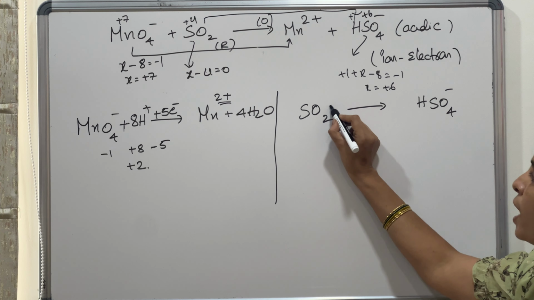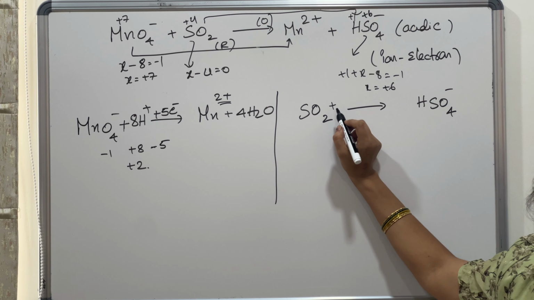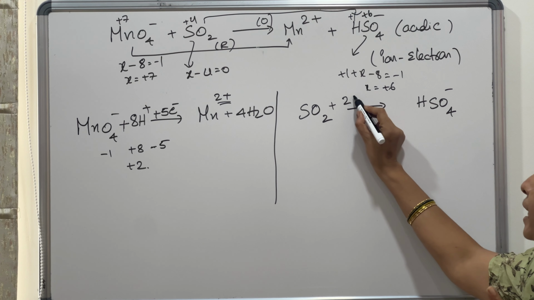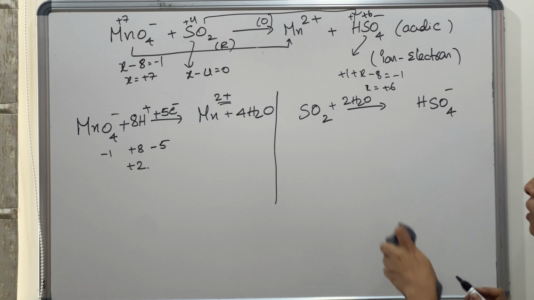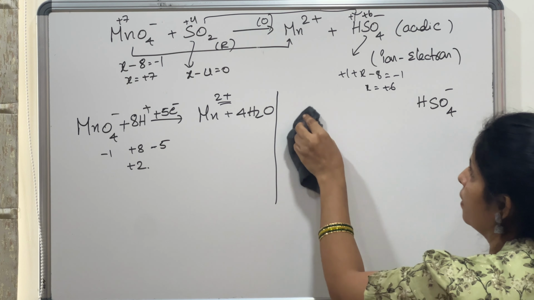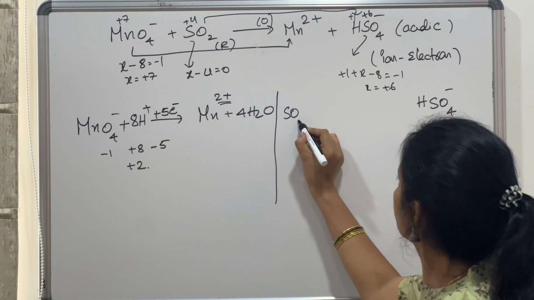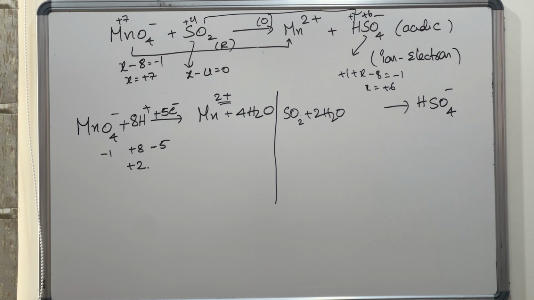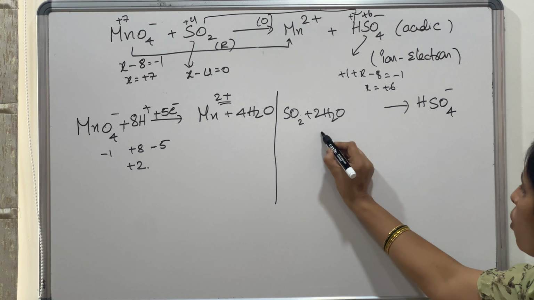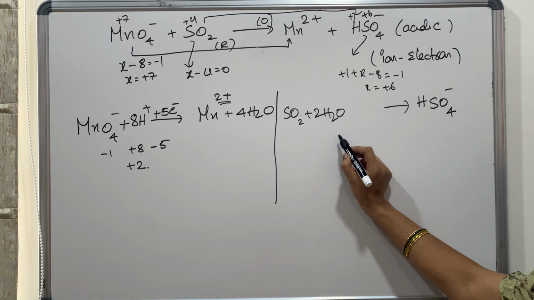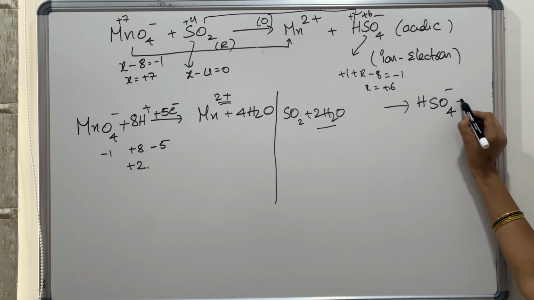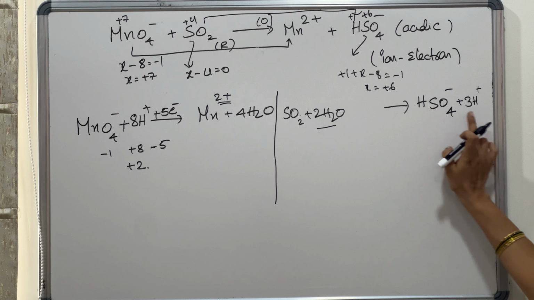So you put 2. To balance oxygen, you need to add water molecules. How many oxygens are required? 2. So here I am adding 2 H2O this side. So I'll write it: SO2 plus 2 H2O this side. Now here 4 hydrogens are there, since you have added water molecules, so hydrogens you need to balance. 4 hydrogens this side, 1 hydrogen this side, so if you add 3 H plus this side, then that will be clear: 4 hydrogens, 1 plus 3, 4 hydrogens.